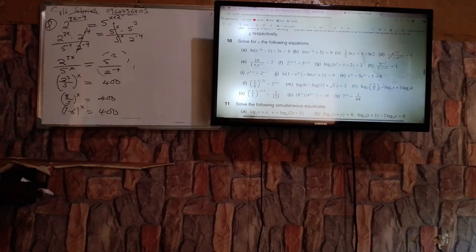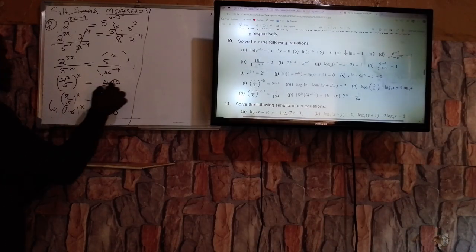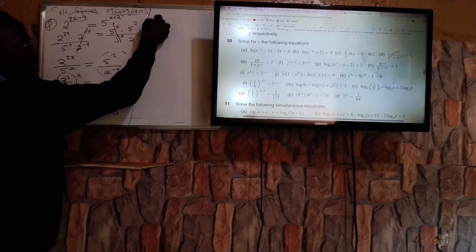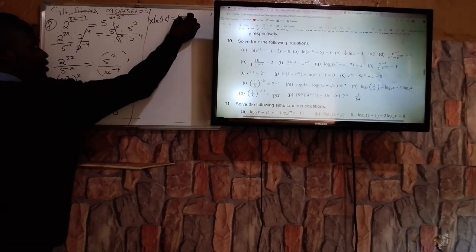So now let's find the value of x. X is in the power, so we can punch in natural log on both sides, natural log this side. X drops down, so I'm going to have x natural log of 1.6 is equal to the natural log of 400.